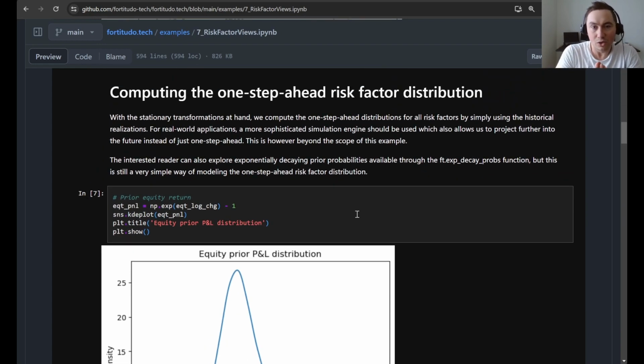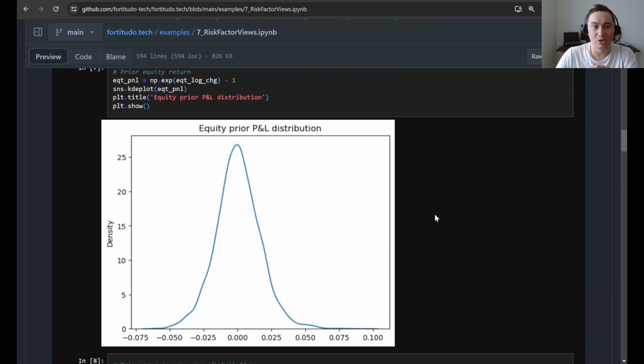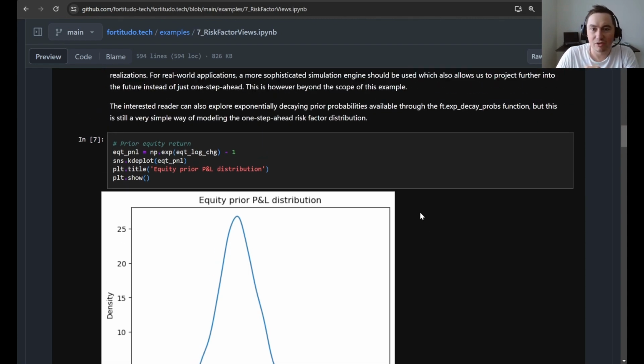Okay. So once we have these stationary transformations, we can just look at them and see what is the historical daily return distributions for equities, for example. Of course, using the historical data is perhaps one of the most simple risk modeling approaches that you can take. So in real world applications, we recommend that you do something else, where you use the stationary transformations to generate entirely new paths. Yeah, there are some recommendations for what you can do here.